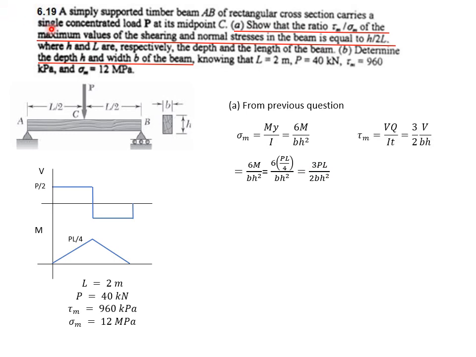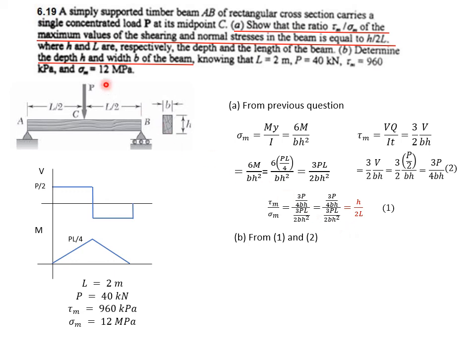For maximum shearing stress, we can also obtain from the previous question that tau m equals 3V over 2bh. We obtain the maximum shear from the shear curve, which is P over 2, and we substitute it inside as given here. And we arrive at this expression. Then we take the ratio between tau m and sigma m, and we insert this and this into the equation, and after some manipulations, we arrive at h over 2L.